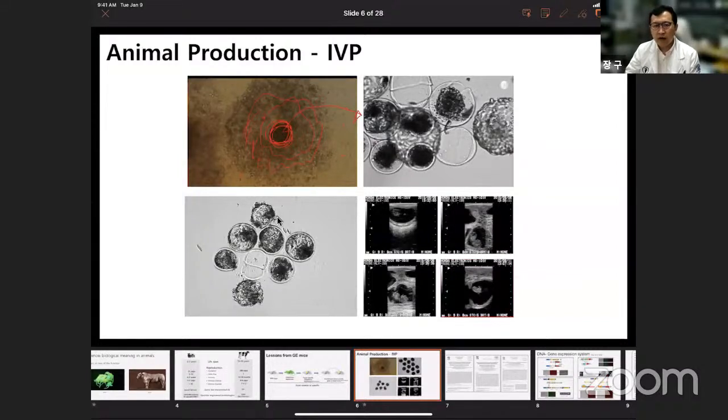Those in vitro fertilized, frozen-thawed or fresh embryos are transferred into the recipient. And then finally, we can see the pregnancy, and take a look at the babies, the calves. This is the in vitro production calf system.